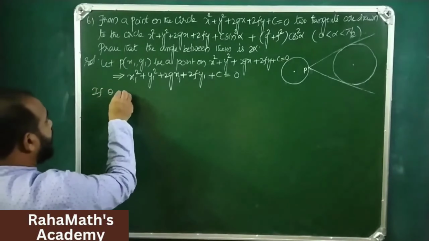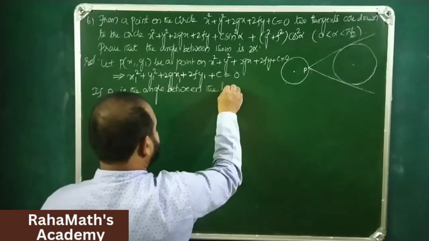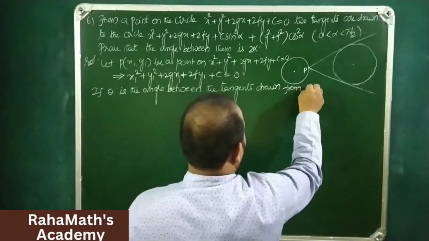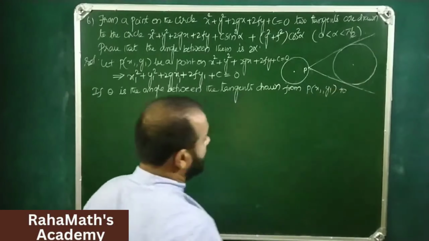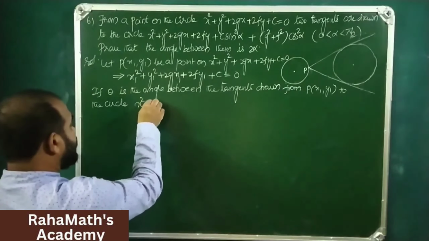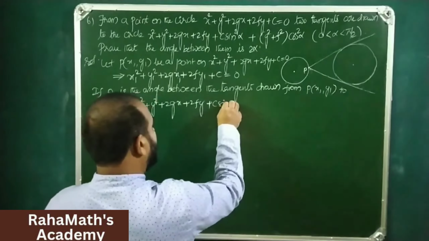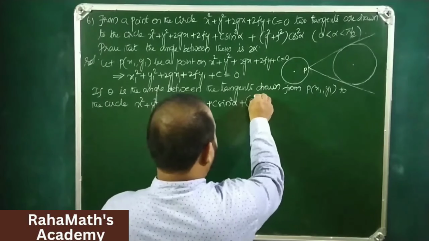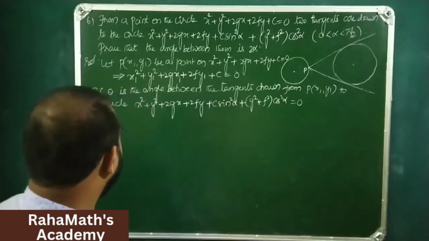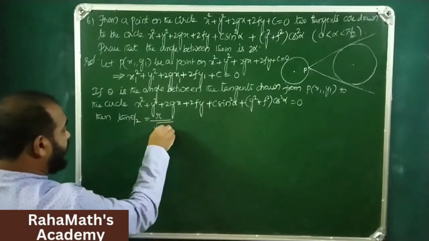If theta is the angle between the tangents drawn from P(x1, y1) to the circle x square plus y square plus 2gx plus 2fy plus c into sine square alpha plus g square plus f square cos square alpha equals to 0, then tan theta by 2 is equal to r by root s11.